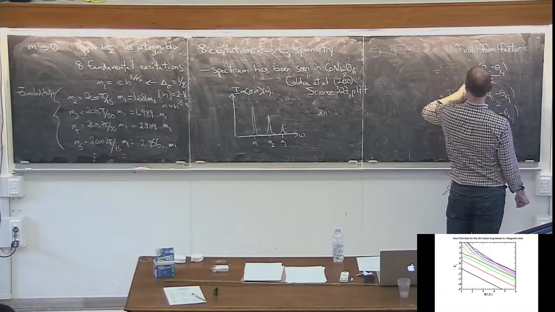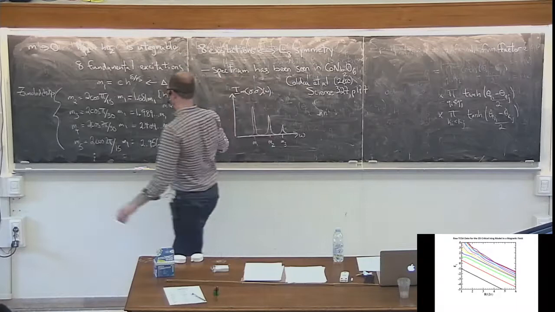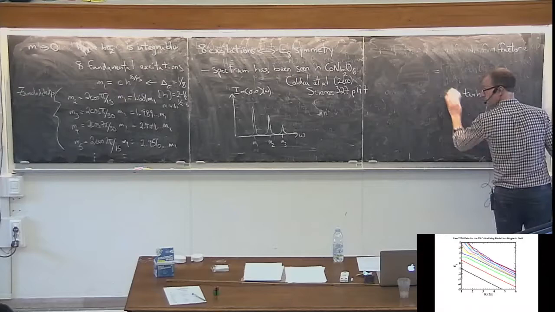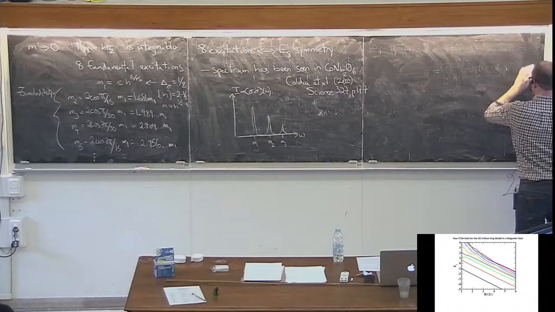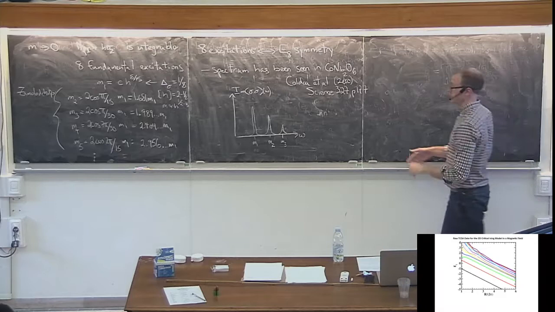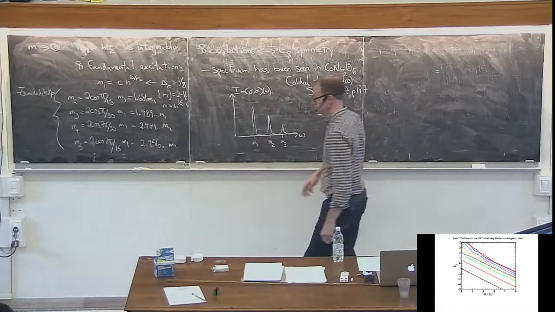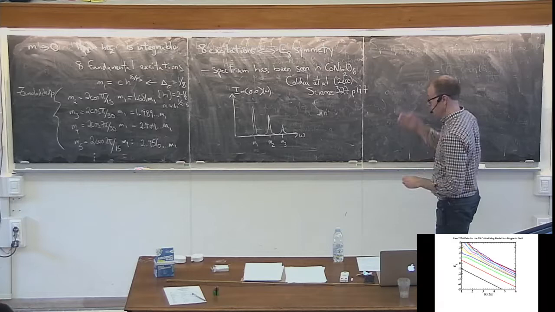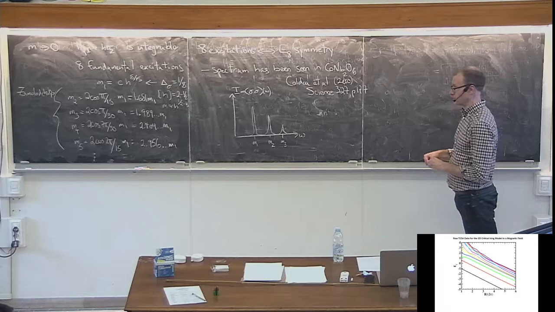So let's go back. This is all analytics. You know the model is integrable, so you know what the spectrum is exactly. And so now let's go back to the truncated spectrum approach and see what Zamolodchikov got back when he originally studied this model using the truncated spectrum approach.